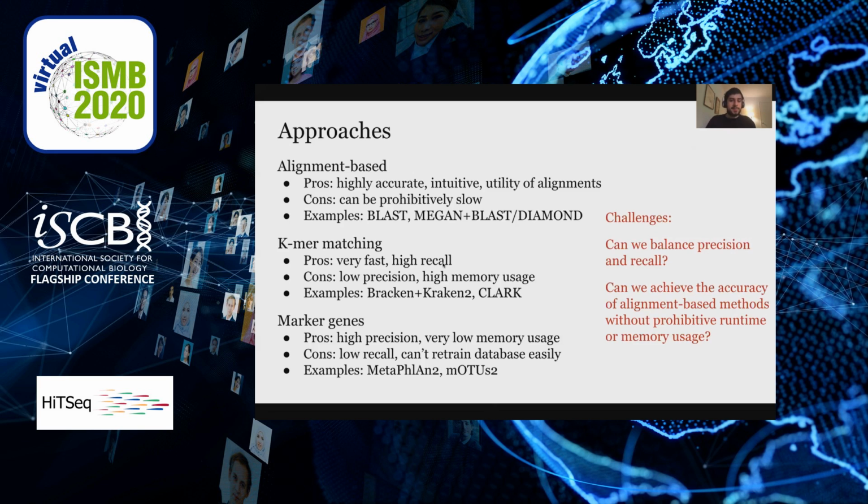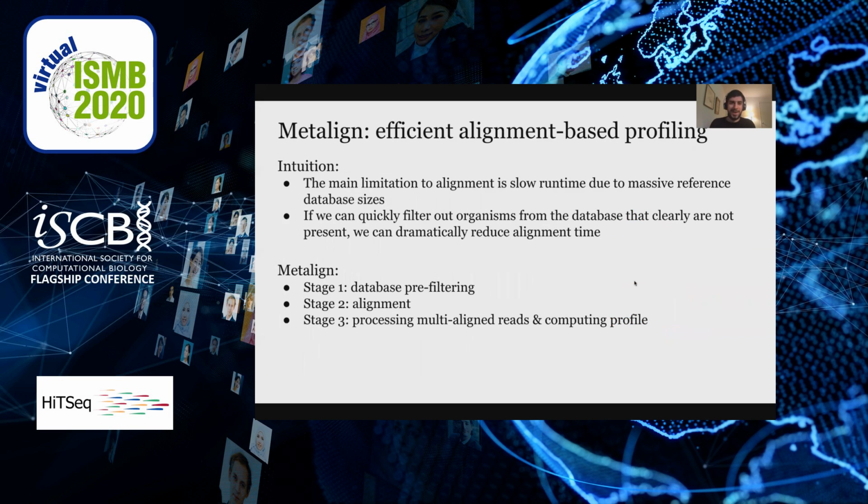So I kind of mentioned that some of these approaches have high recall but low precision. Some have high precision, low recall. This kind of makes sense, right? It's easy to say, all of the organisms in our reference database are present in the sample. That would give you high recall, low precision. It's also easy to just confidently predict only a few organisms. That gives you high precision but low recall. So balancing precision and recall is kind of a key challenge. And alignment-based approaches can do that, but can we do that without the prohibitive runtime or memory usage? And our answer to that, hopefully, is yes, we can.